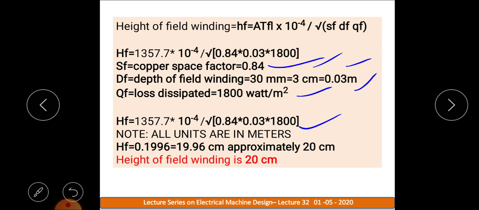So the height of field winding, we are going to calculate as 19.96, or approximately we are going to call it 20 centimeter. Now this is the height of field winding. That means the conducting material is to be available up to a height of 20 centimeters.